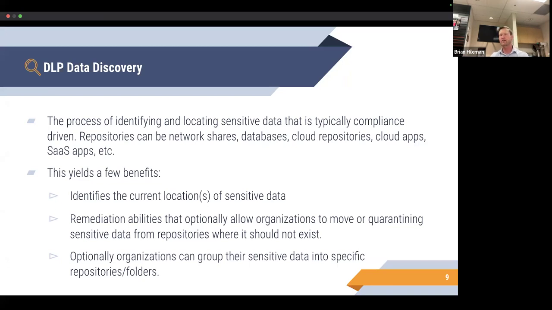And some of them even had the capability to say, okay, I found the sensitive data over here. It's not supposed to be there. Let's move it and put it in the correct location. So it had quarantine capabilities. And then also you had to crawl all the data, which was interesting. I have a great story about this.